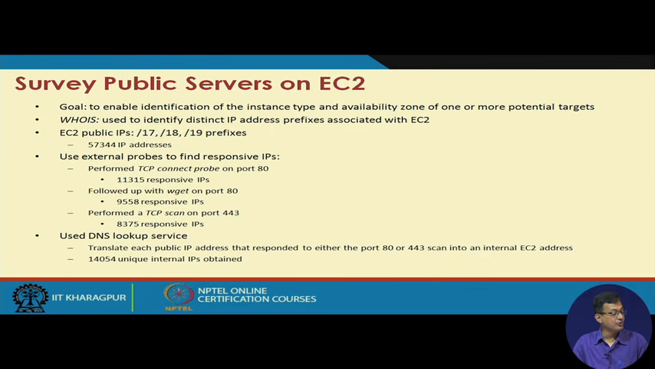Perform a TCP connect probe on port 80, followed by wget on port 80, and perform a TCP scan on port 443, and then see which IPs respond. Then use DNS lookup to translate each public IP that corresponds to either port 80 or port 443 to an internal EC2 address, and then do the probing again. So, some 14,000 odd unique internal IPs are obtained.